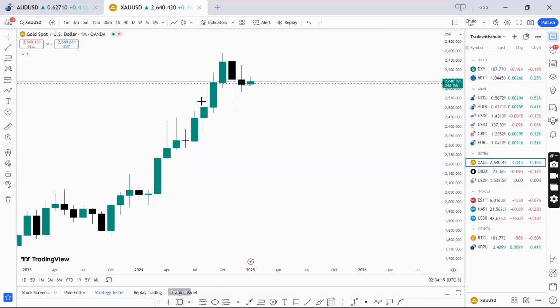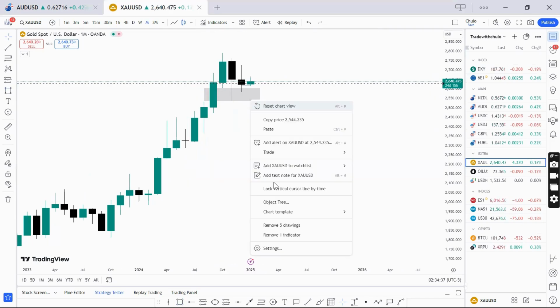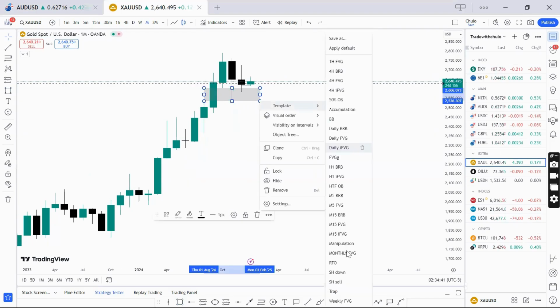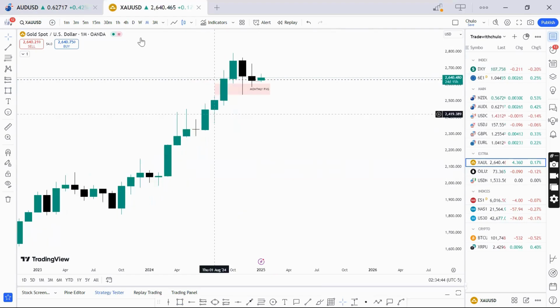So here on the monthly time frame, you can clearly see that price closed above this monthly gap for how many months? For 2 months. It's above this monthly gap for 2 months, so this is serving as a strong fair value gap, right?